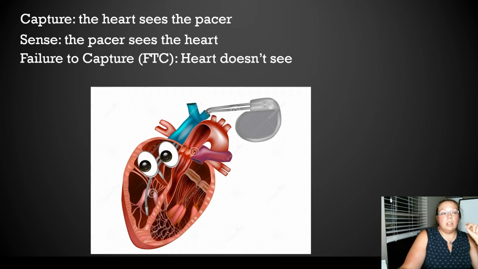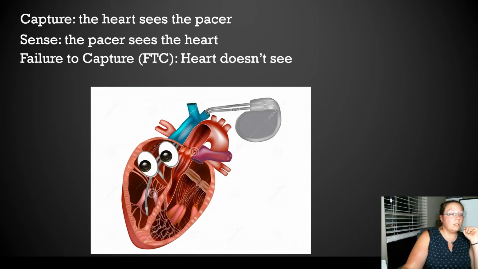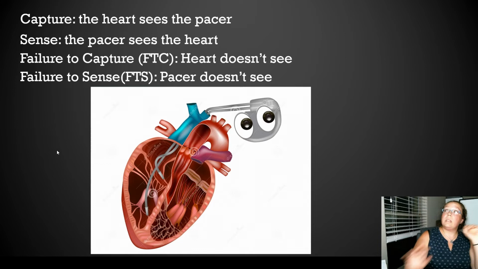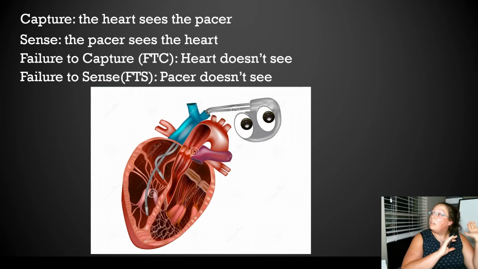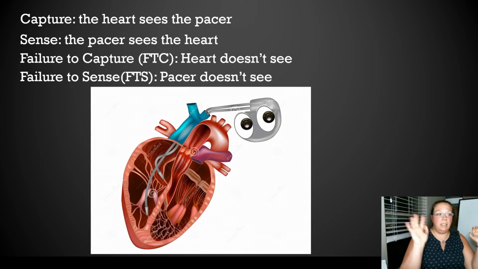Failure to capture. So that's when the heart is not looking at the pacemaker. So that pacemaker is throwing signals at the heart and the heart's ignoring it. It's just looking away. I am not capturing what you're sending me. And then there's also failure to sense. And failure to sense is when the pacemaker is not looking at the heart. So the heart's throwing electrical activity and it's beating, but the pacemaker is ignoring it. It's looking away, it doesn't sense it at all.